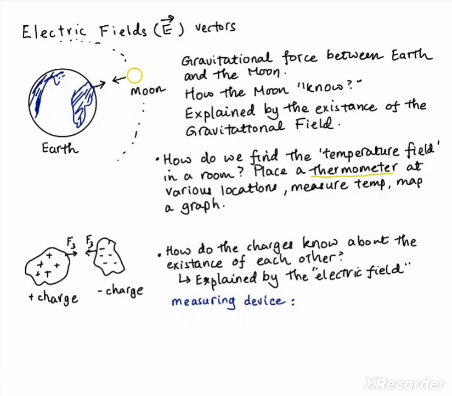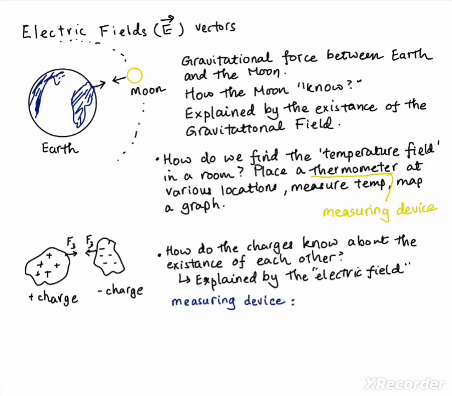Now there are other kinds of fields. So let's say a temperature field in the room you are in right now. How do we find the temperature field in a room? We can have a thermometer, which is our measuring device. So we take this measuring device and we take it to different parts of your room, and then we can note down the temperature. And then we can do some kind of a diagram or a plot or a graph depending on these numbers. So that will be the temperature field in your room.